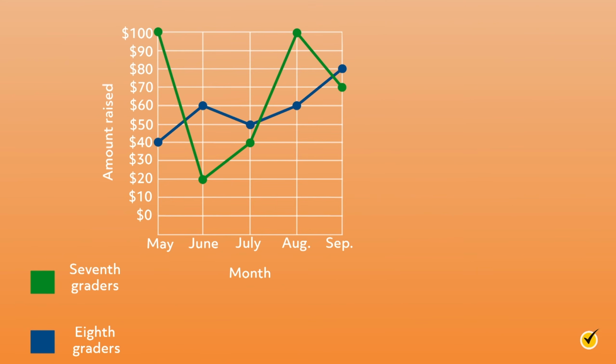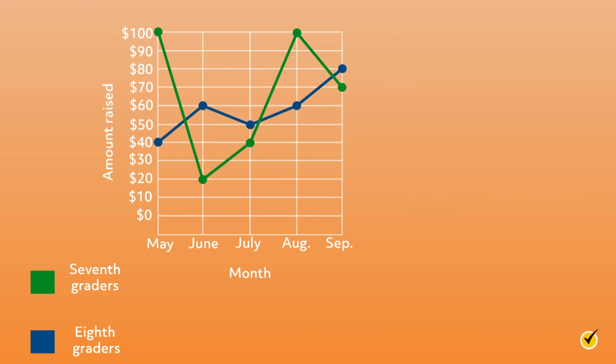Let's take a look at a line graph that shows two sets of data. This graph shows how much money was raised in a school fundraiser each month. The horizontal x-axis shows the independent variable, which is month, and the vertical y-axis shows the dependent variable, which is amount raised. Each marker shows the data point for how much money was raised in each month shown.